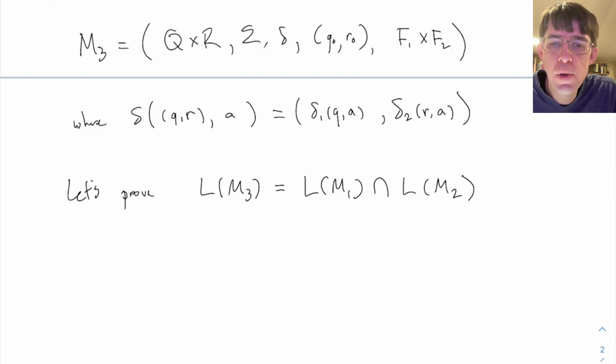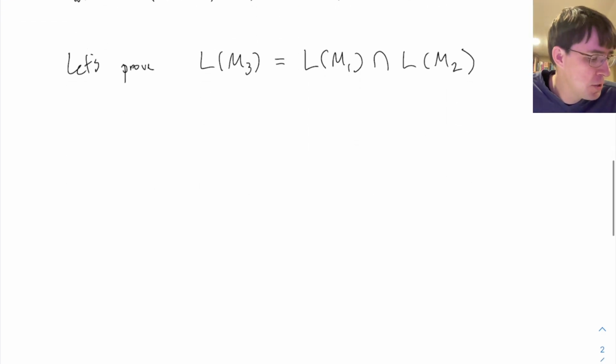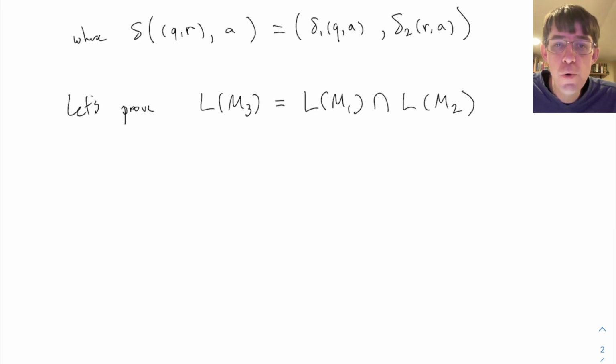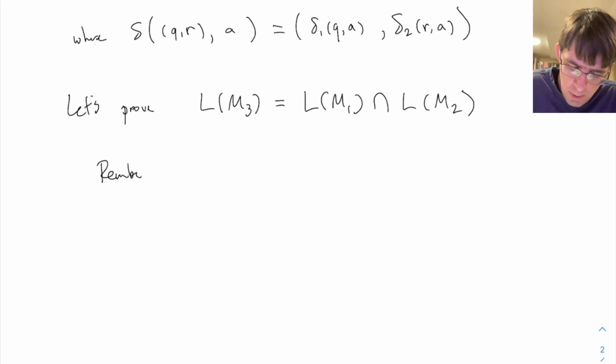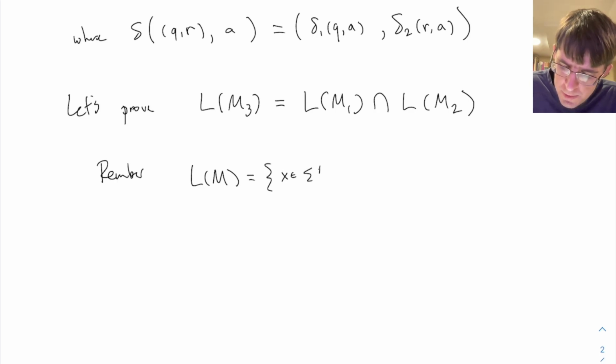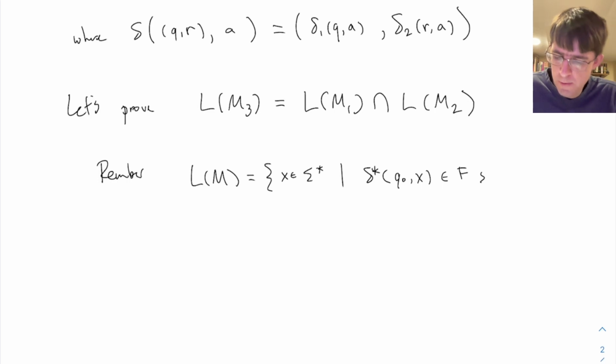All right, and that you can prove using the formalism, and the proof goes fairly straightforward as long as you can stomach the set theory notations, which is a little taxing, I know. But anyway, can we just refresh our memories about the formal description of the language of some machine? Remember, the language of a machine in general is the set of all x in sigma star such that delta star of Q0 x is in F.